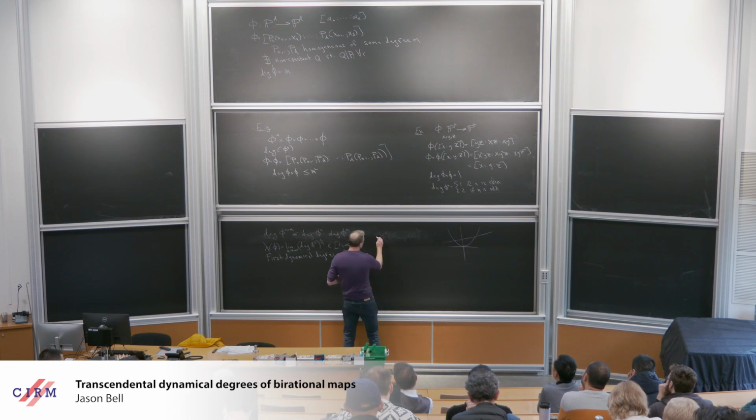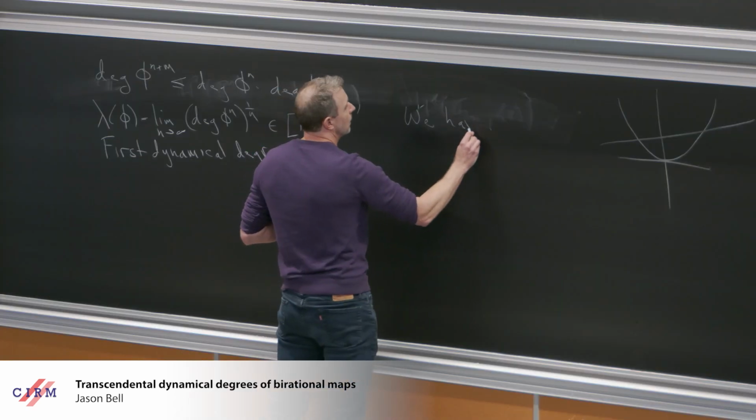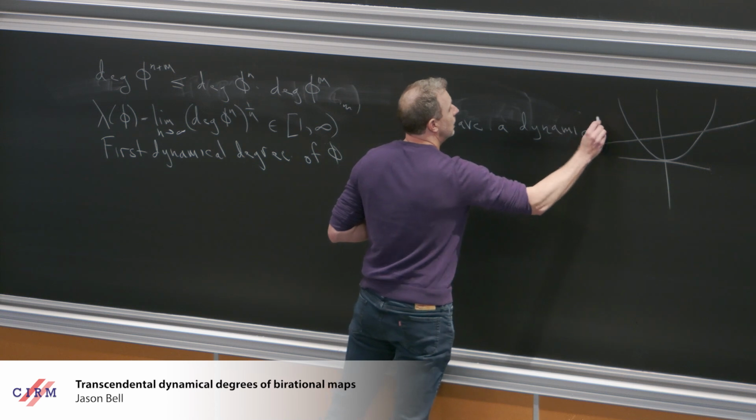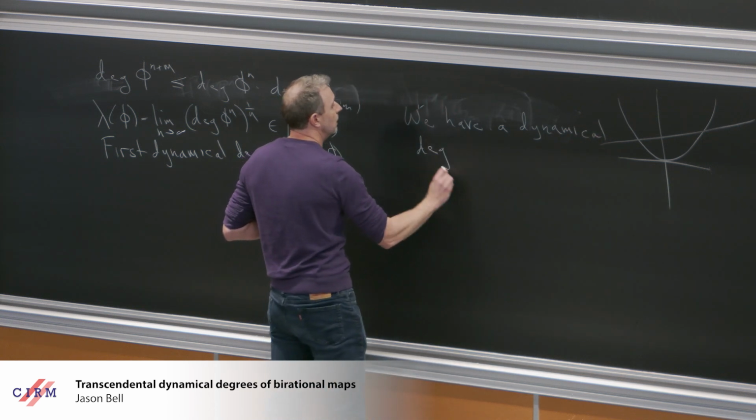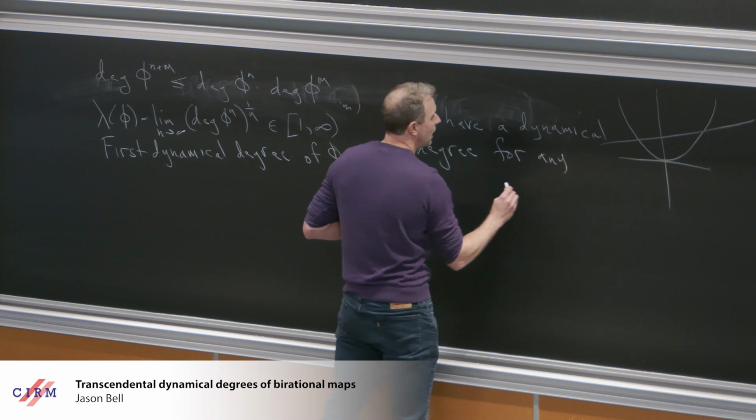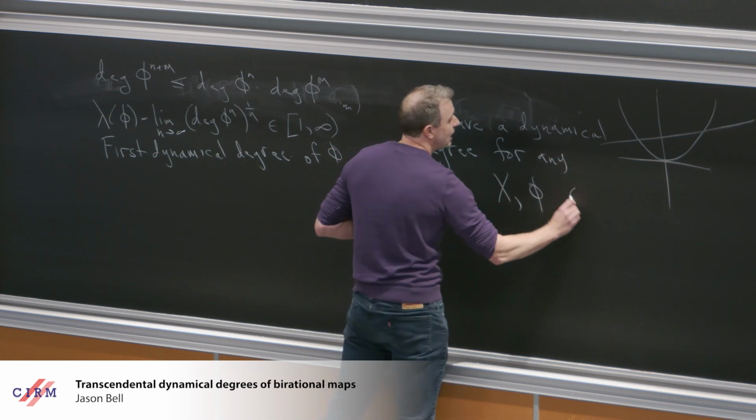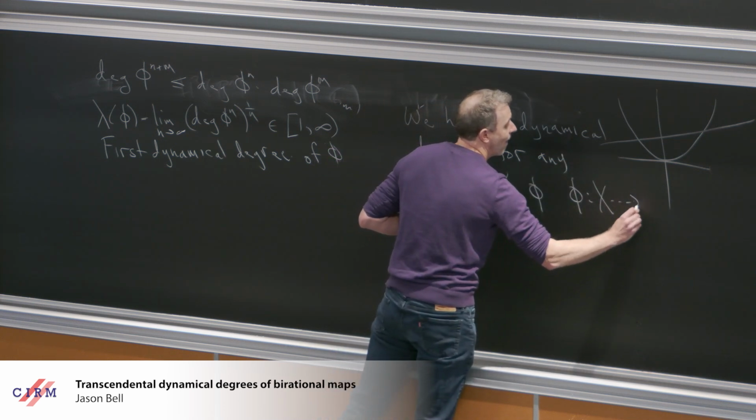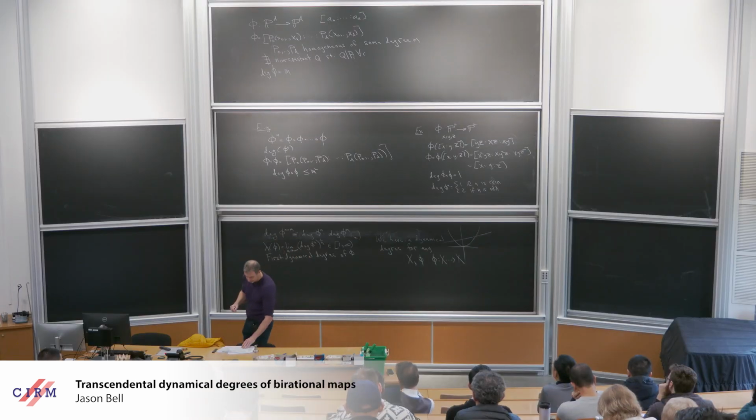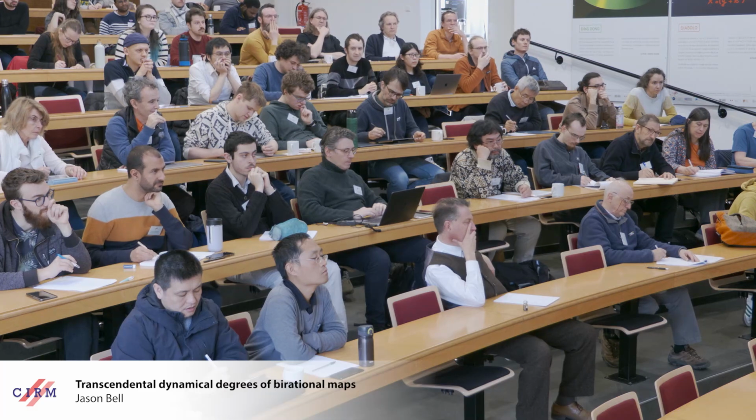So we can do this for any x, phi, and phi here is a rational map from x to x. Okay. Any questions so far? Maybe not. But if there are, I don't know.